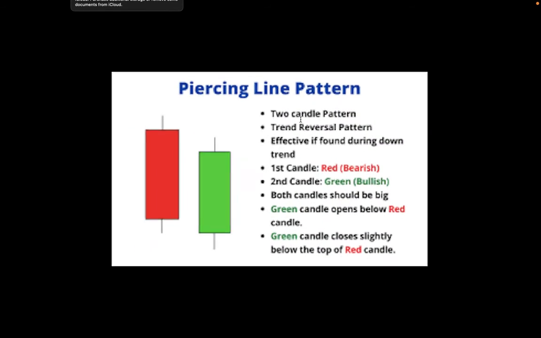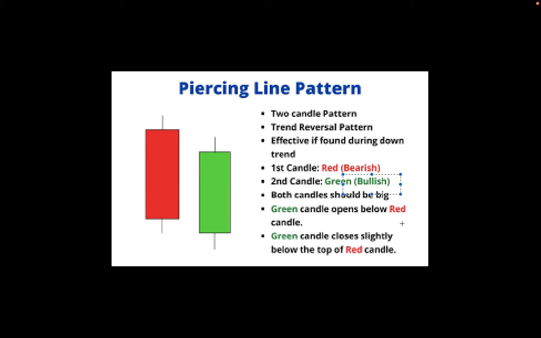The piercing pattern is a two-candle, trend reversal pattern. It is effective when found during a downtrend. The first candle is red, the second candle is a bullish candle. Both candles should be big, and the green candle opens below the red and closes slightly below the top of the red candle. This is called a piercing pattern.